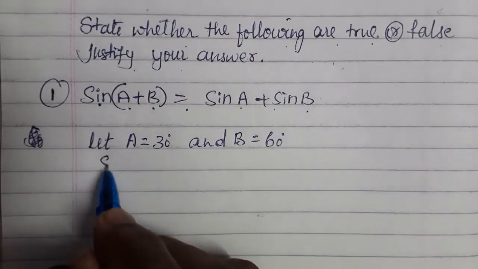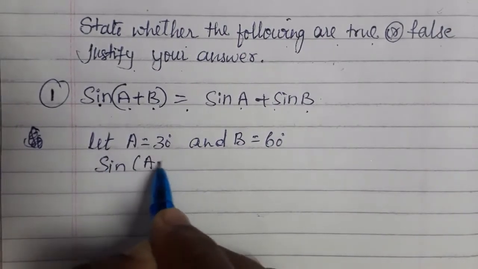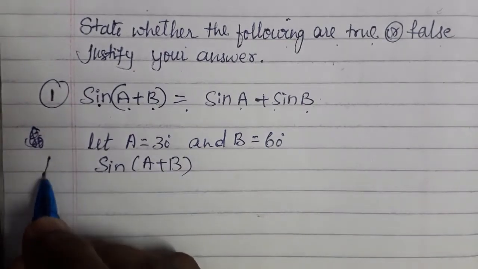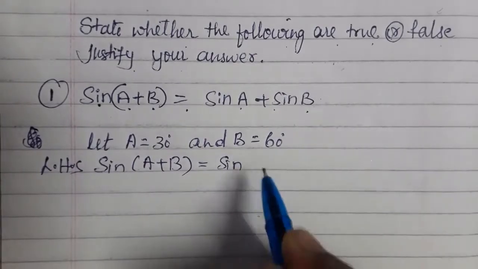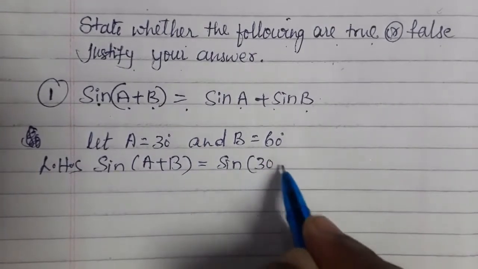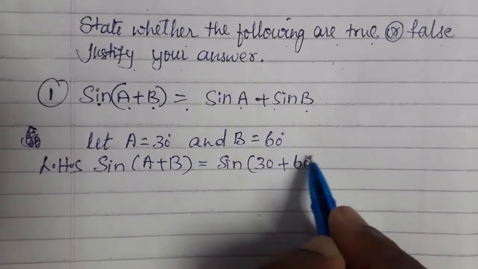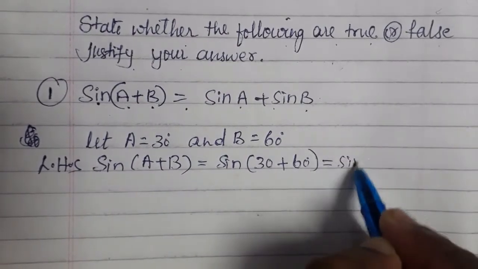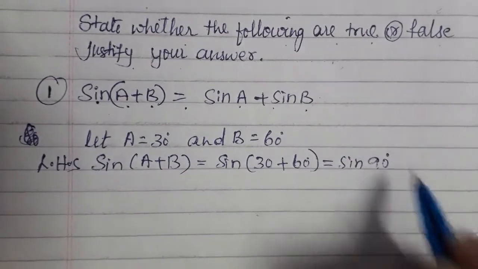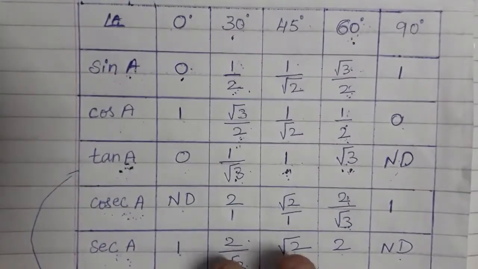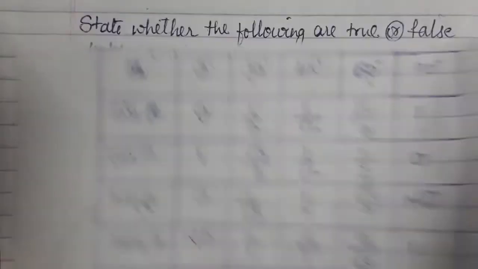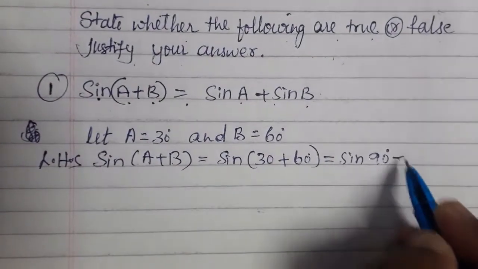Now we will take the question, sin(A plus B). First we will solve LHS. Sin of A, which is 30 degree, plus B, which is 60 degree, will become sin 90 degree. So what is the value of sin 90 degree? You should remember this table I told you. Sin 90 is 1. So the answer is 1.